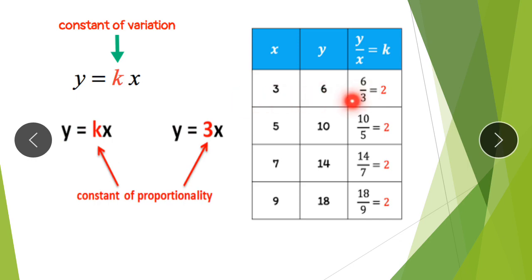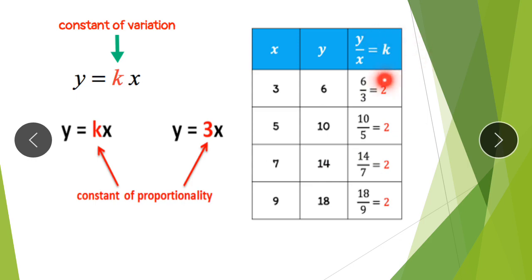We can better understand it with the help of this table: if x is 3, y is 6. If x is 5, y is 10. If x is 7, y is 14. If x is 9, y is 18. Everywhere y is double of x here, as 10 is double of 5, 14 is double of 7. So the constant of variation in this table is 2.